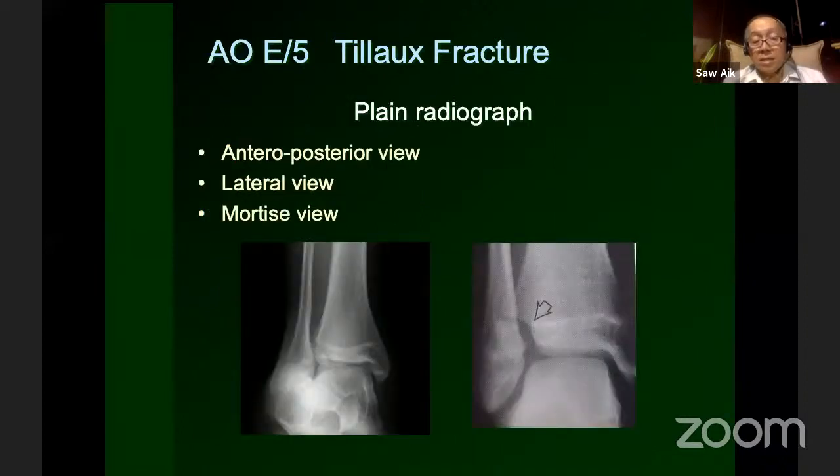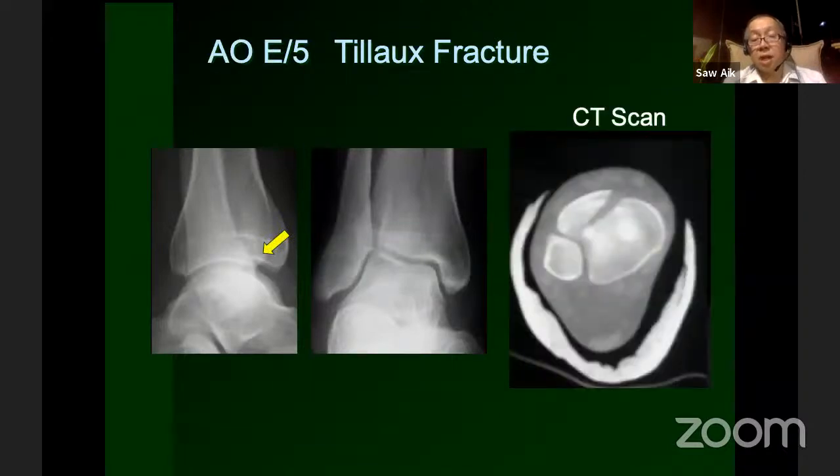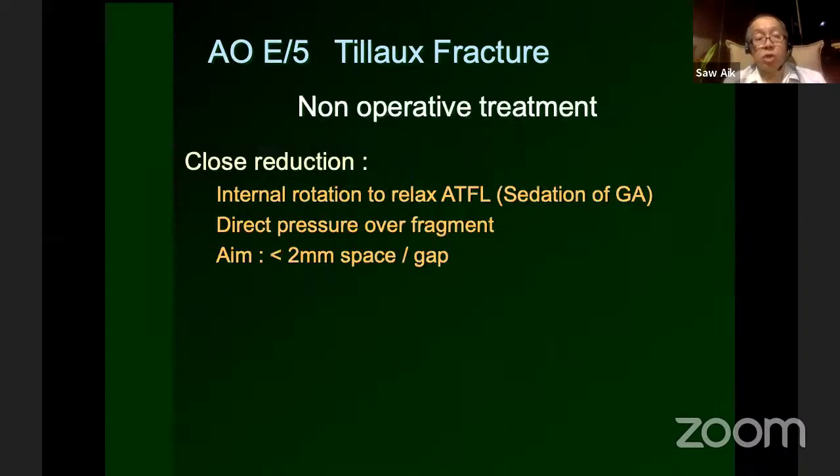Now, the problem is the diagnosis is easily missed. So we see here, we need a special view to look at it. This is a good example. We can't see the fracture line at all. The only clue, there's a step in the articular surface on the lateral view. With a CT scan, then you see the whole picture.